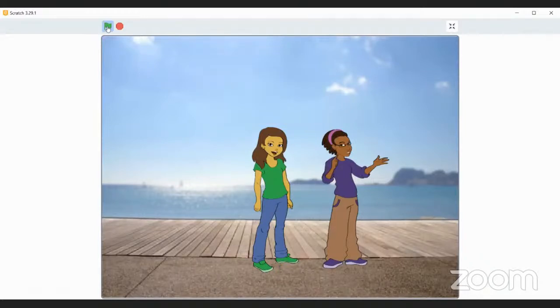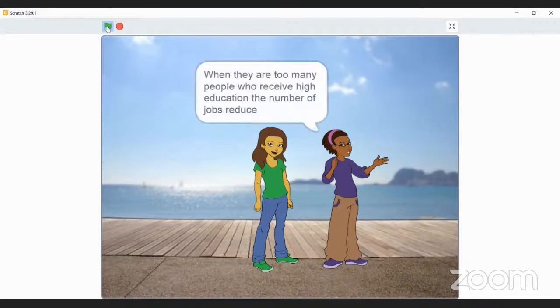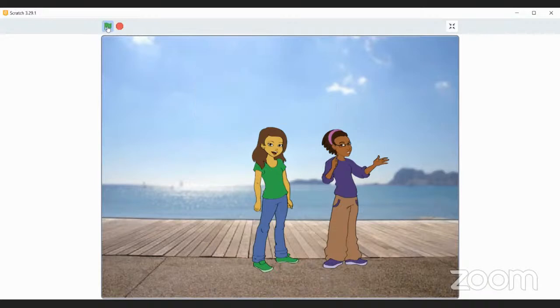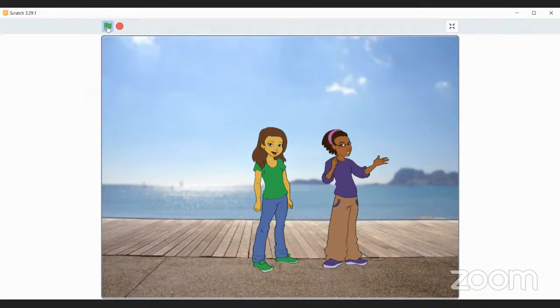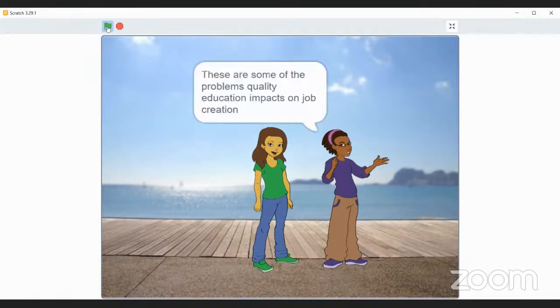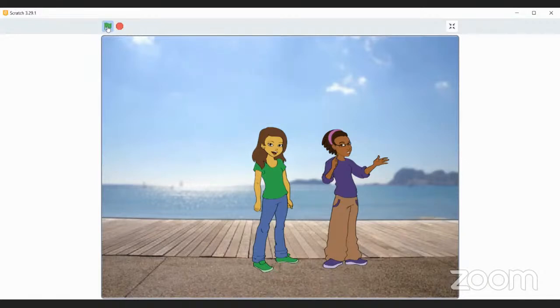Oh, there are many ways quality education impacts job creation negatively. How? When there are too many people who receive high education, the number of jobs reduces. Quality education can lead to the undermining of other people in offices. These are some of the problems quality education impacts on job creation. Oh, okay, how can we solve them?